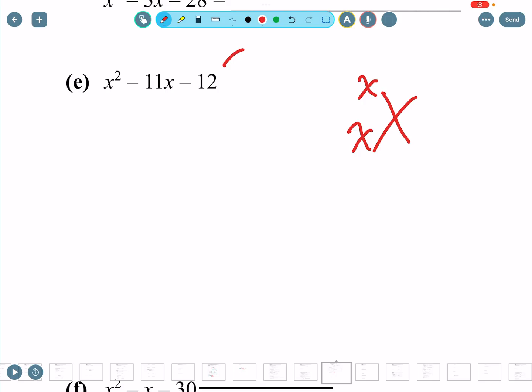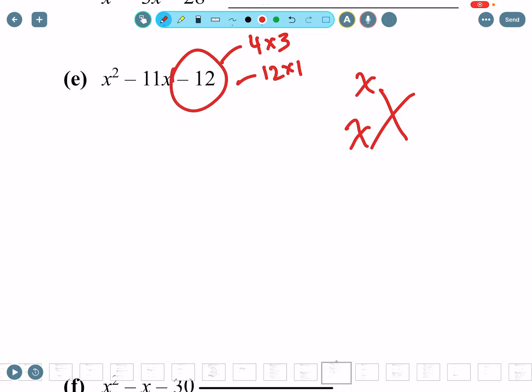Now, 12 can be 4 times 3 or 12 times 1, right? Now you can predict that this is negative, so we're gonna be placing negatives somewhere. Now the problem is, since this is negative, we either have to have positive and negative or negative and positive, because negative times positive will be negative. If you do negative times negative, it will turn back to positive, and this is wrong. We want a negative for 12.